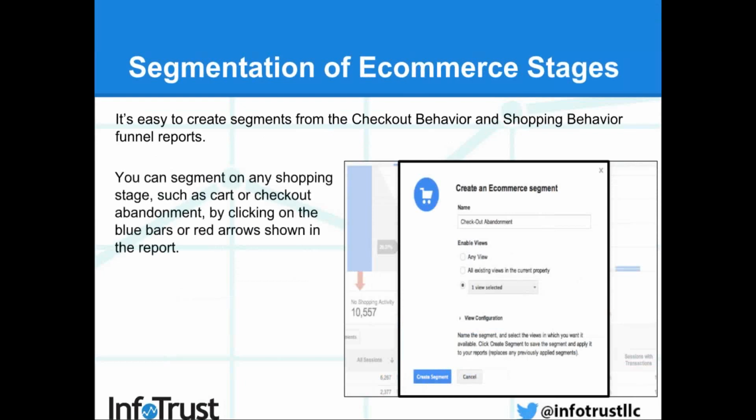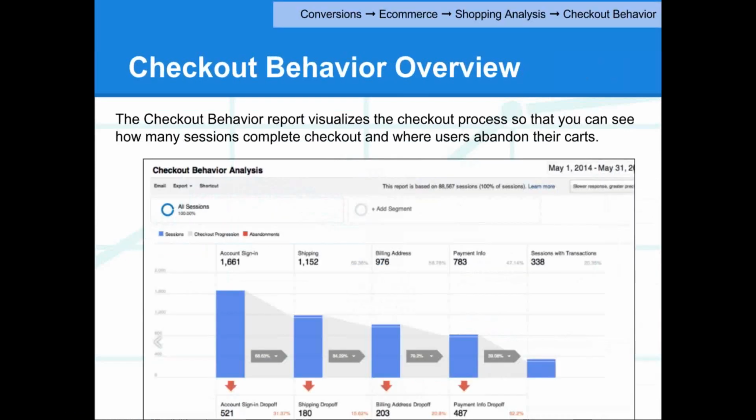So what you would do is click into the report, and it would prompt you to create an e-commerce segment. If I go back to the last slide and click on this red arrow for account signed in drop-off, that would prompt me to create a segment for just those 521 people that fell out of my funnel after step 1.